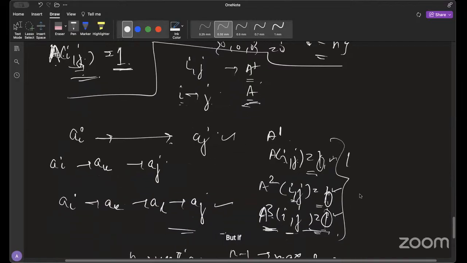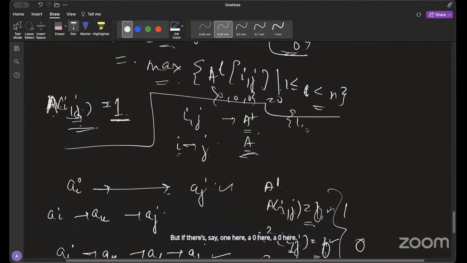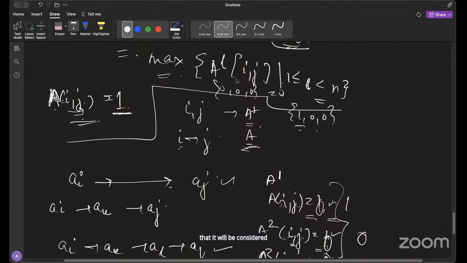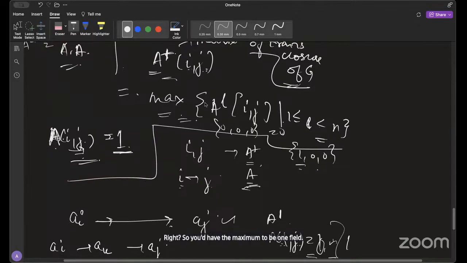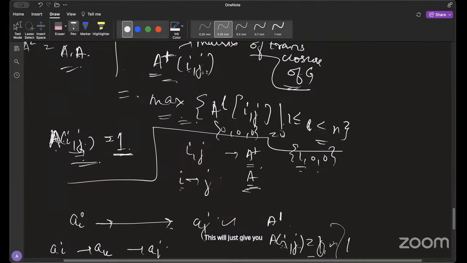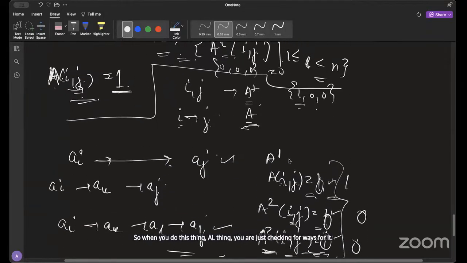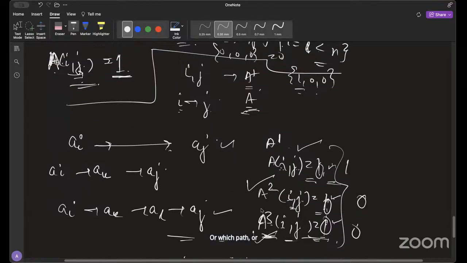But if there's, say, 1 here, a 0 here, a 0 here, then you'll have 1, 0, 0, and the maximum will be 1. So even if there is one way to go from I to J, either directly or via an edge or via 2 edges, it will be considered 1. This just means that there is a path from I to J. You just want to make sure that there's a path from I to J, so you're just checking for ways for it. If there's a direct path or 2-edge path or 3-edge path, that's what you're looking for.